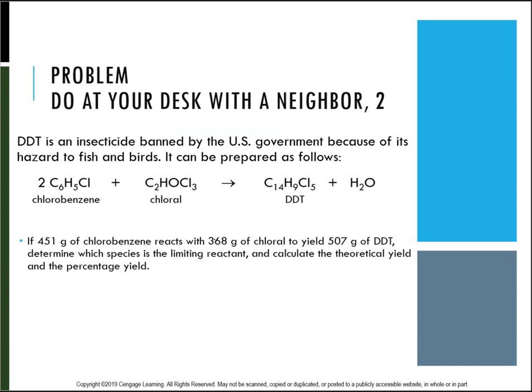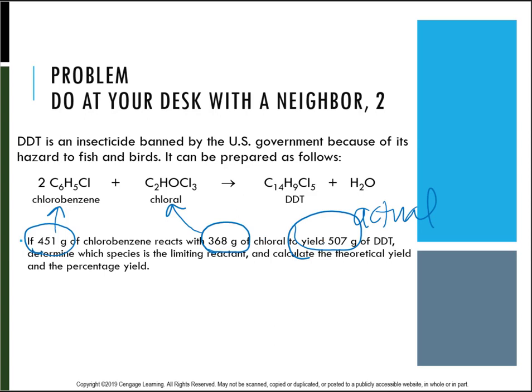How about this one? DDT is an insecticide banned by the U.S. government because of its hazard to fish and birds. It can be prepared as follows. Chlorobenzene plus chloral to give us DDT and water. So we're told if we have 451 grams of chlorobenzene, it reacts with 368 grams of chloral. So we are told the actual yield.